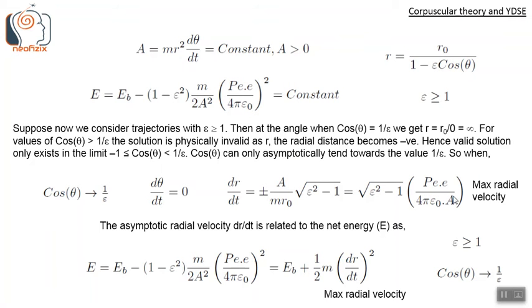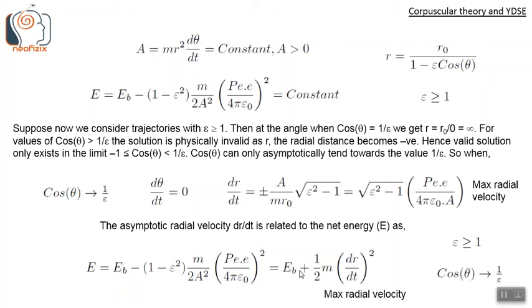So this is also the maximum radial velocity in this two-body configuration when epsilon is greater than or equal to 1. So this maximum radial velocity is also called the asymptotic radial velocity. And the asymptotic radial velocity dr by dt is related to the energy as shown here. So in this energy equation seen earlier, we can just replace this second part of the equation by kinetic energy. Since epsilon square is greater than 1, this 1 minus epsilon square becomes negative, and so this becomes an addition, minus of minus, Eb plus (epsilon square minus 1) into this expression.